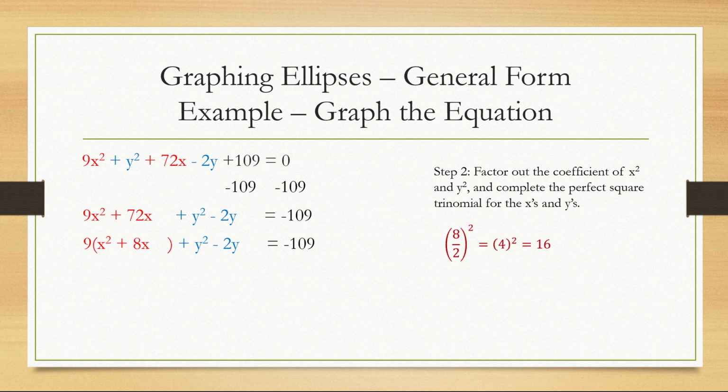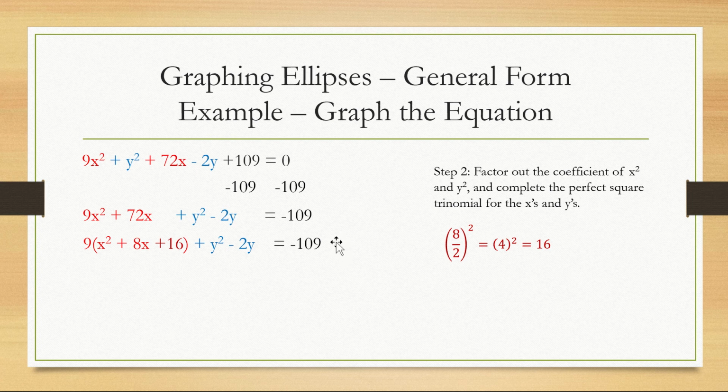Now that we've done that, we can complete the square. The middle term here is going to be 8. We divide it by 2 to get 4 and square it to get 16. So that's the number that's going to complete the square right here. So we're going to put the 16 right in there. Now, if you remember from the circles video, when we added a number to this side, we also have to add it to this side.